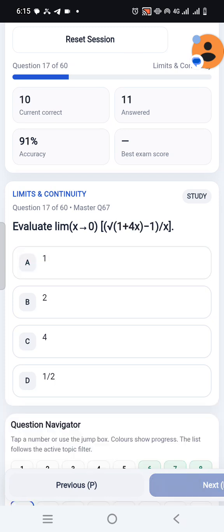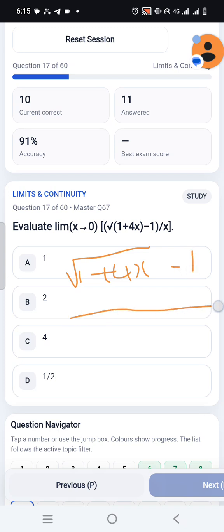So the next one. I have something like this: square root of 1 plus 4x, minus 1, all over x. So I can decide to use that same approach. Of course, it's going to work. But at least know that when you're having something related to square root, what should come to your mind is always rationalizing.